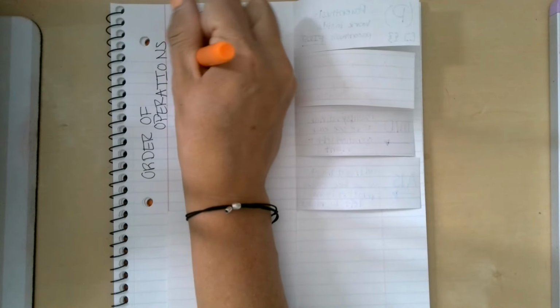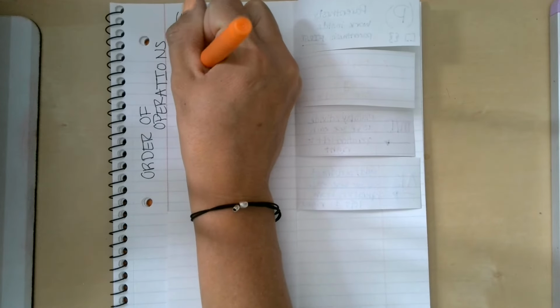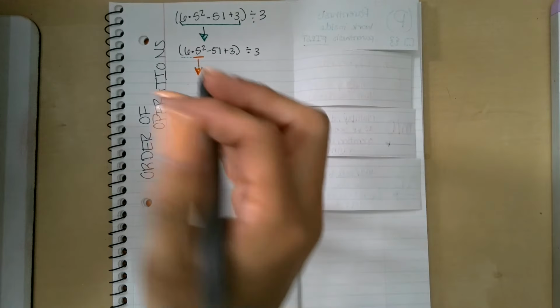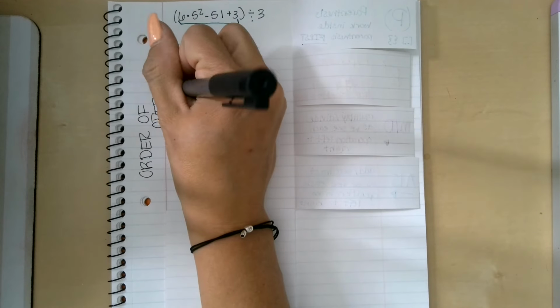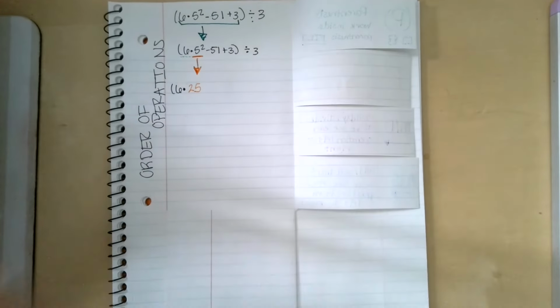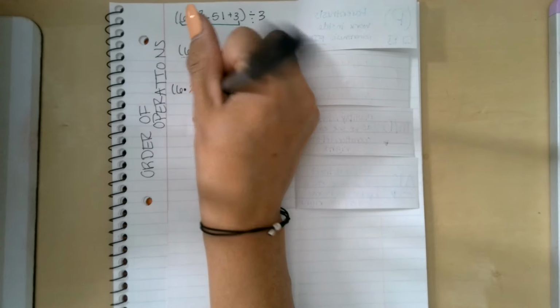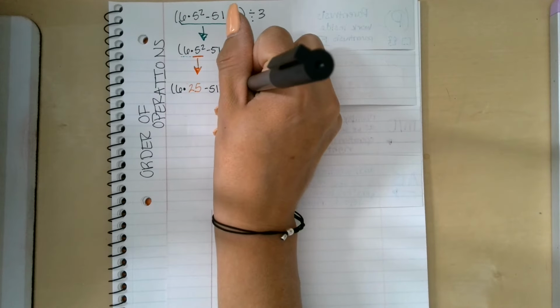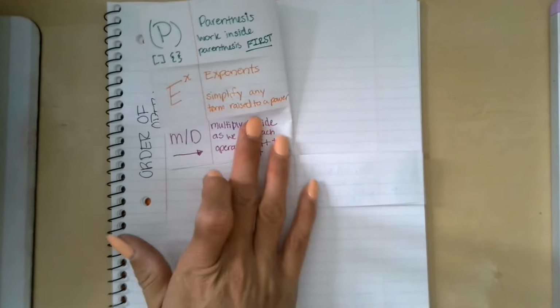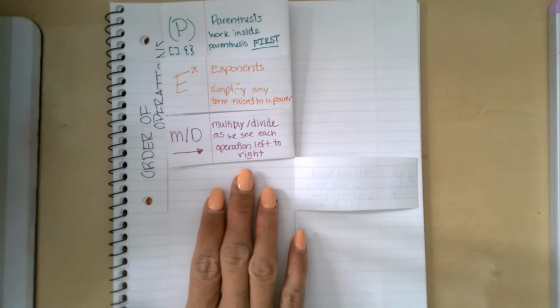We're going to take 5 squared, and we should know that 5 squared means 5 times 5, not 5 times 2. So when we simplify this, we're going to end up with 6 times 25, that's 5 times 5, minus 51 plus 3 divided by 3. So we've now taken care of the exponent, working inside the parentheses. Now we just have to take care of the multiplication and division. So we're going to multiply and divide as we see them from left to right.